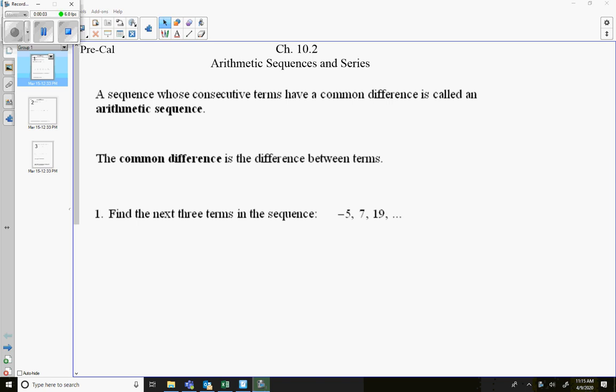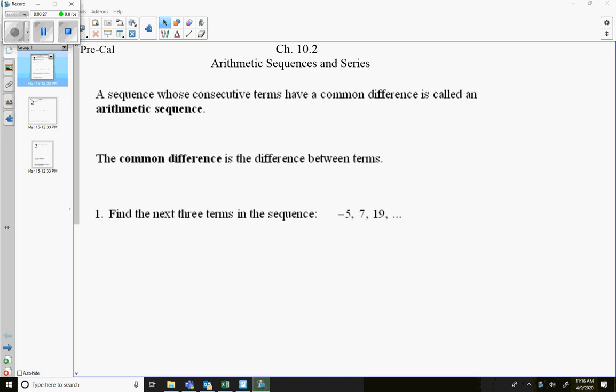All right, we are beginning chapter 10.2. Today's lesson is arithmetic sequences and series. A sequence whose consecutive terms have a common difference is called an arithmetic sequence. That common difference is the difference between the terms.